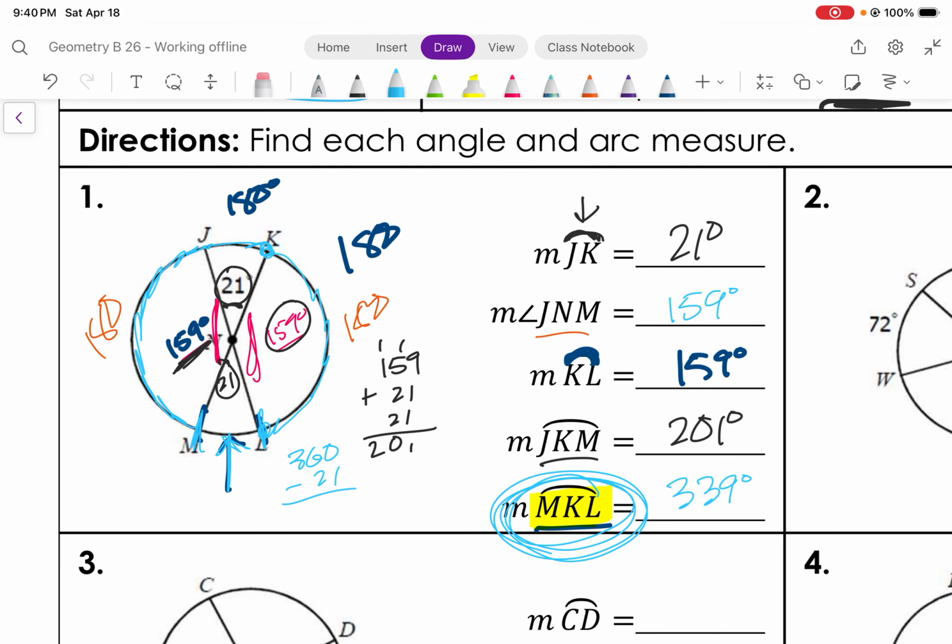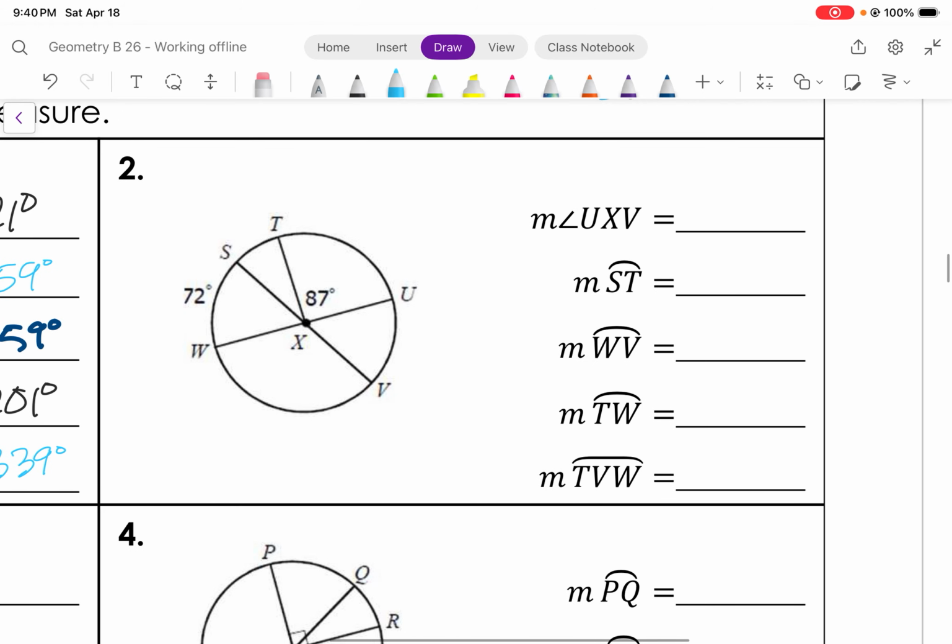Okay, so there's the first one, kind of chaotic, but I would highly suggest as we go to number 2 that you pause and try to do this one on your own. I would highly recommend it, but I'm just going to keep on going.